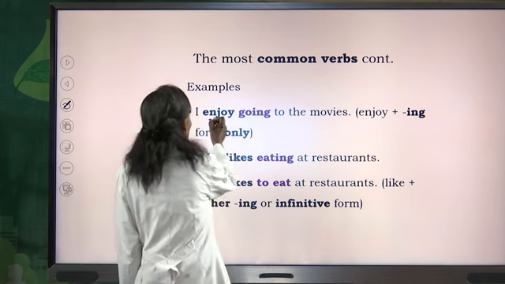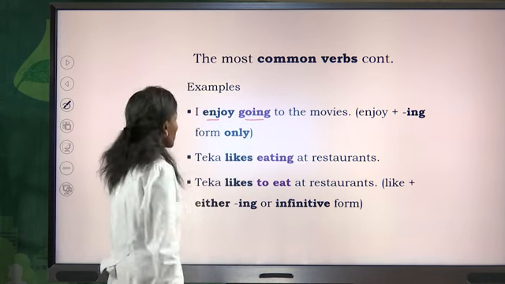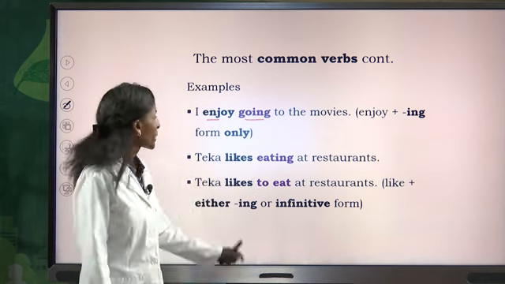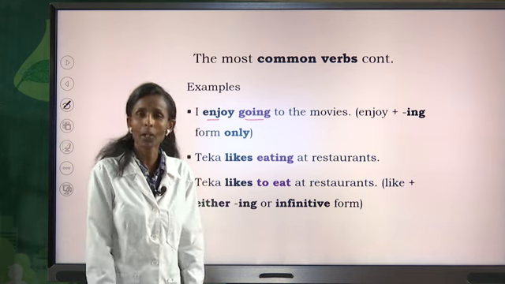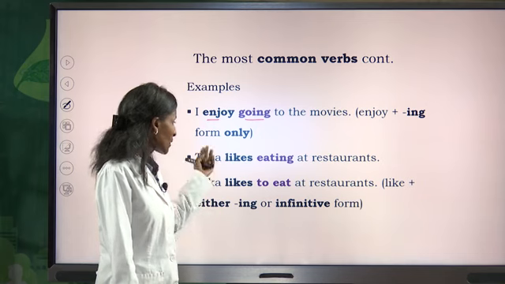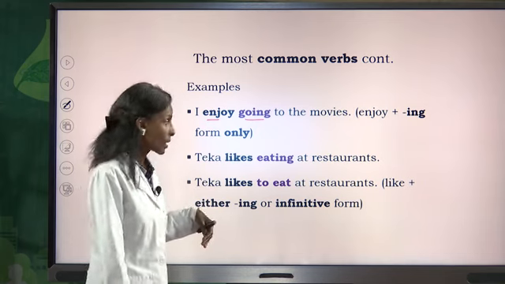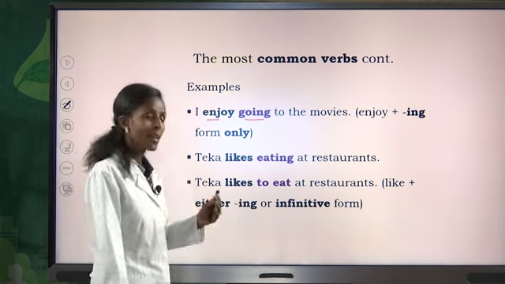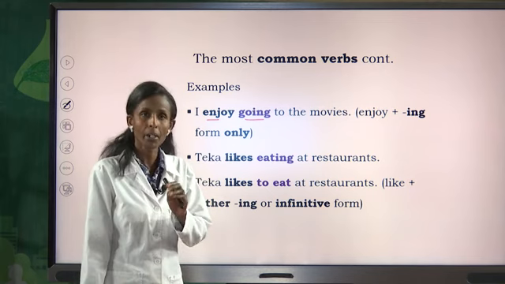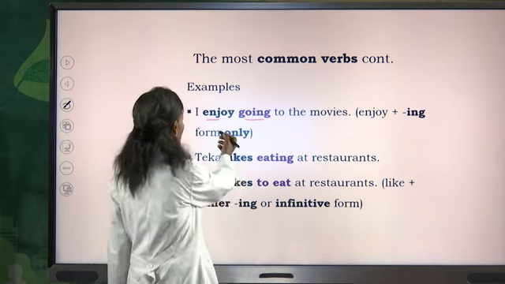I enjoy is followed by what? Going. Can I say I enjoy to go? No, because the word enjoy is always followed by what? Gerund. Like suggest. We'll see some of the verbs which have a meaning difference, as I have mentioned earlier. But this one is a best example of verbs which are always followed by gerund, V plus ing. Like suggest and mind.